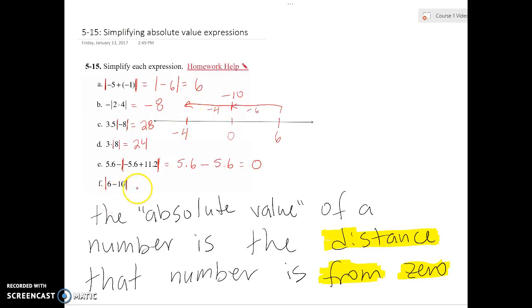And the question is, what is the absolute value of that? And how far away is -4 from 0? It's 4 units away.